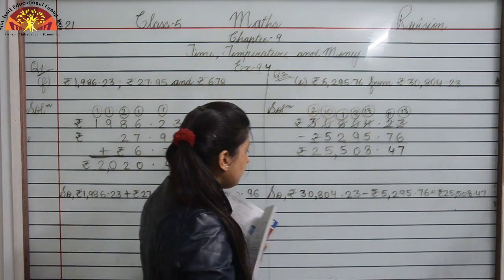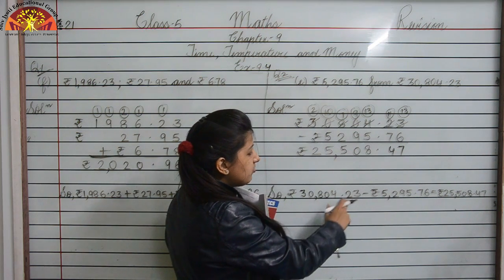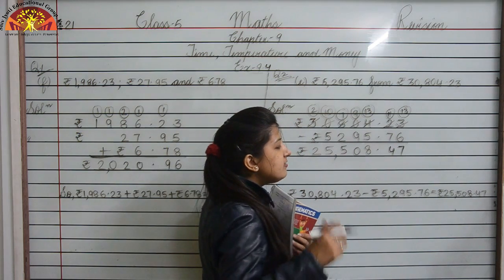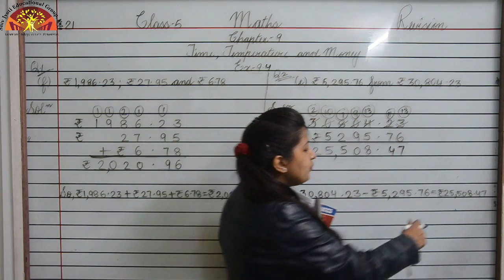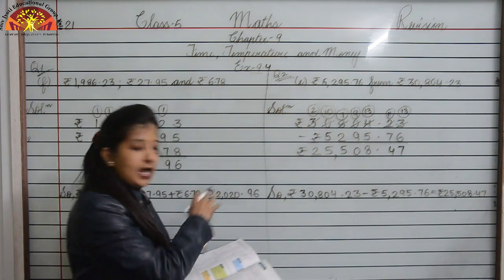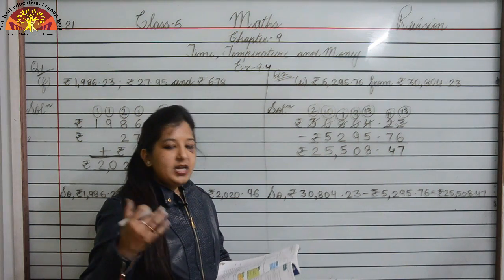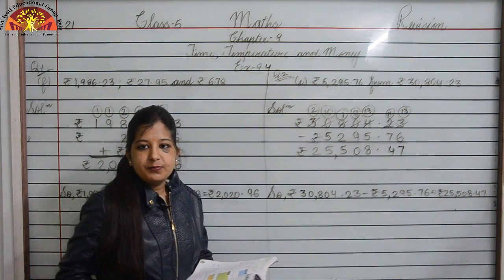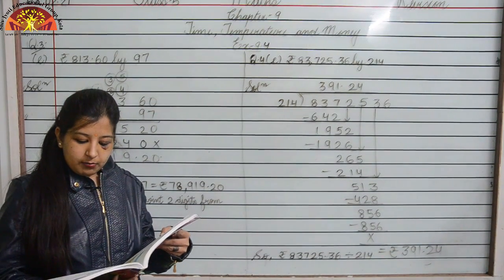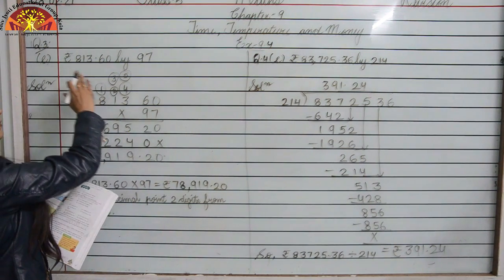So 30,804 rupees 23 paisa minus 5,295 rupees 76 paisa equals 25,508 rupees 47 paisa. So this is our addition and subtraction of the given money. Now let's start doing multiplication of the money. Children, let's start doing E part of question number 3. So here is the E part of question number 3.